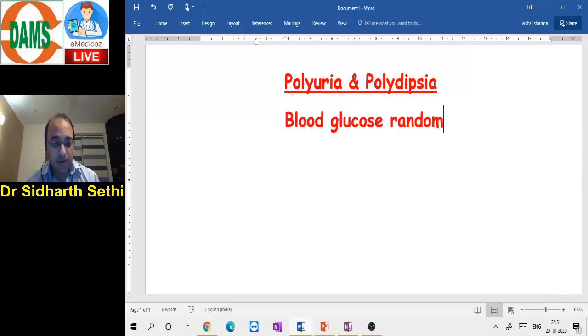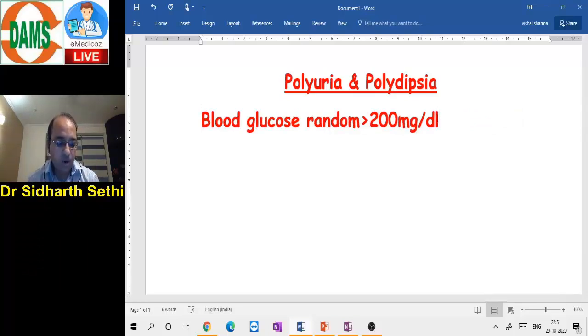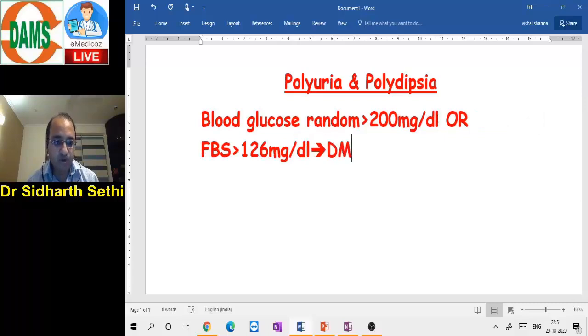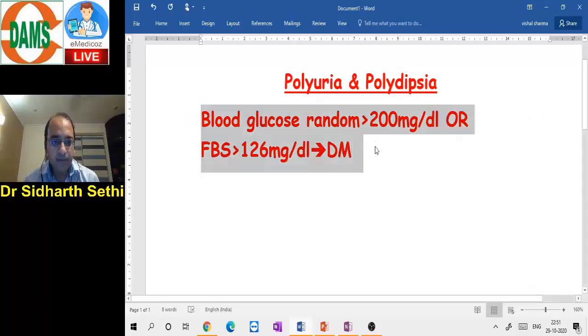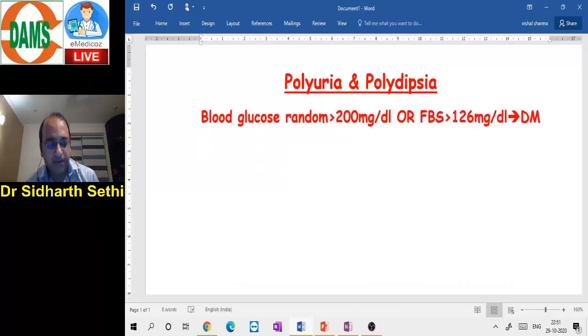As all of you know, a random blood glucose more than 200 milligrams per deciliter, and/or a fasting blood sugar more than 126, is called diabetes mellitus. All of you know that's called diabetes mellitus. Simple. So first of all, please rule out diabetes mellitus.